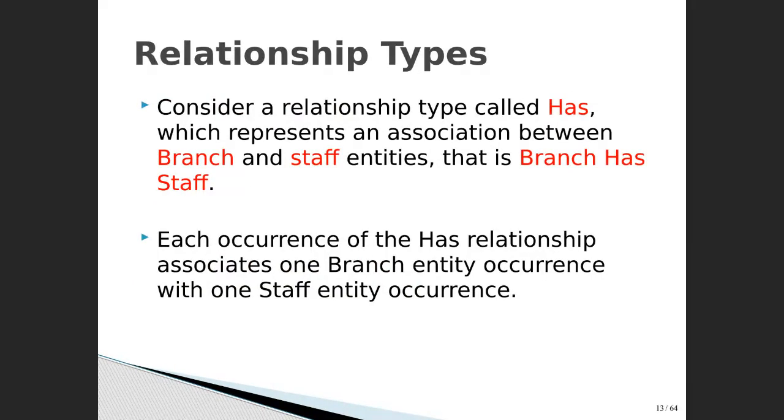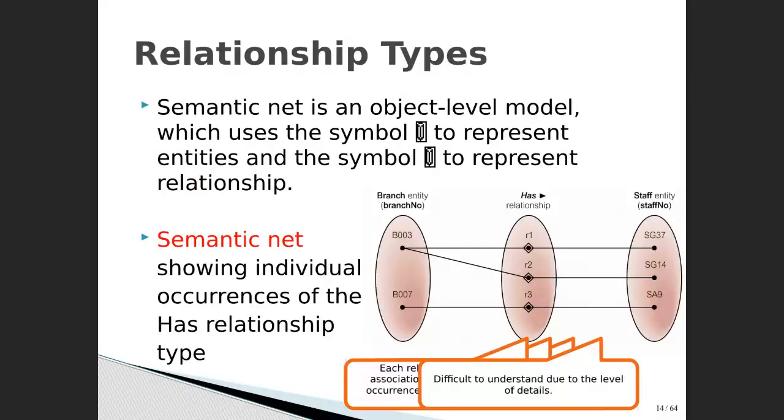So here, has is the example between the branch and staff, and each of these has one occurrence from each entity. Now, what are the types of relationships? Let me clarify this. What are the types, which we can see here? You can see something we call a semantic net. In a semantic net, we draw an oval shape for every entity and the relationship as well.